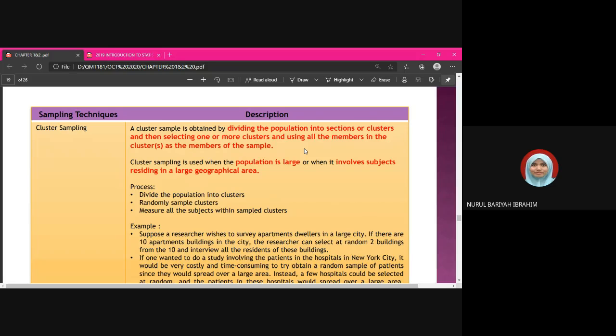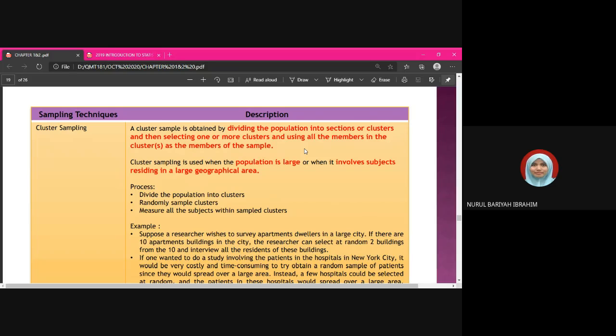Okay, for cluster, let's say we have 5 clusters, where within the cluster ataupun within the subgroup adalah heterogeneous and between the subgroups adalah homogeneous. Sebab tu kita panggil cluster. Okay, we have 5 clusters contohnya. We only select 2 clusters sahaja. And then all the members dalam 2 selected clusters tadi will be chosen as sample.